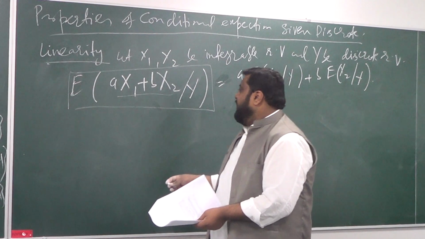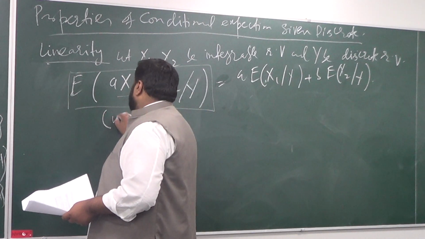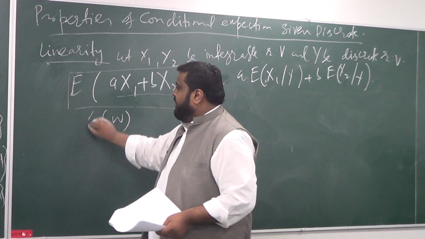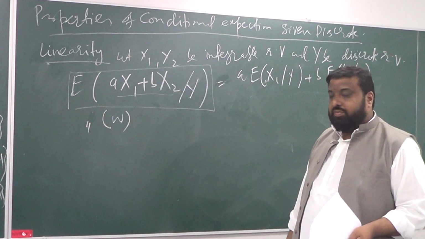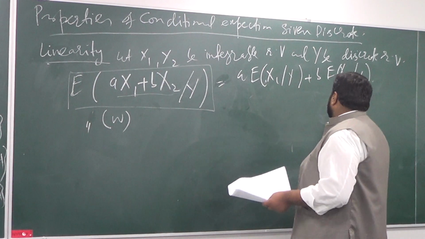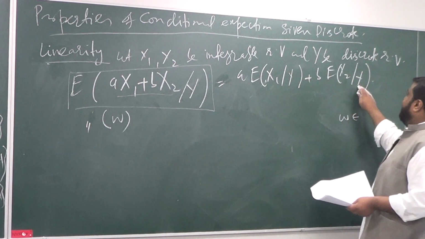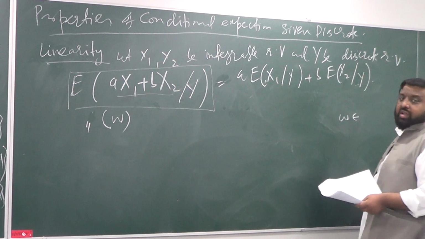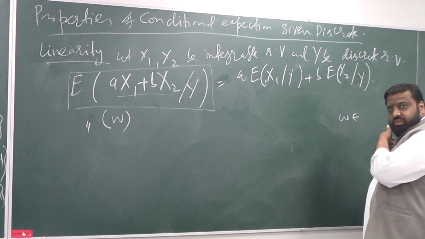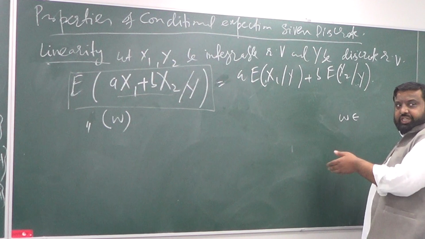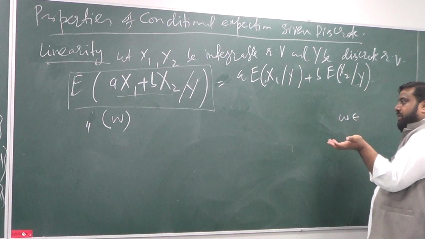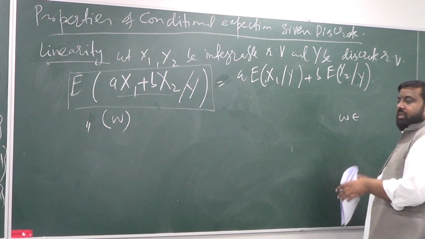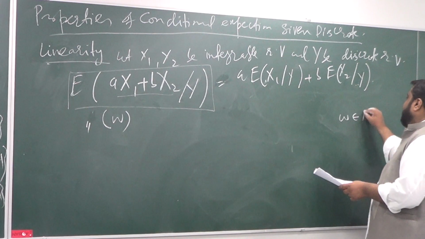So I have to do what? I have to operate it onto an omega. I'm not writing it, but imagine I have written it here. So let's operate it on omega. And let's assume that since y is a discrete random variable, it's going to partition the entire sample space, and say omega is in some Bn.